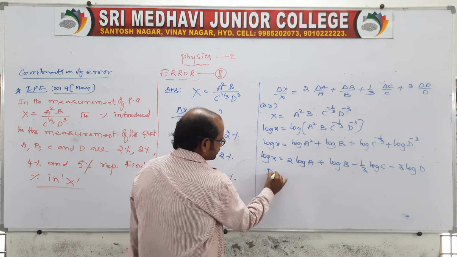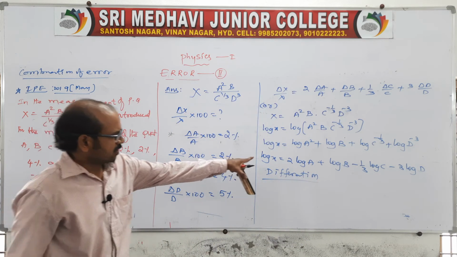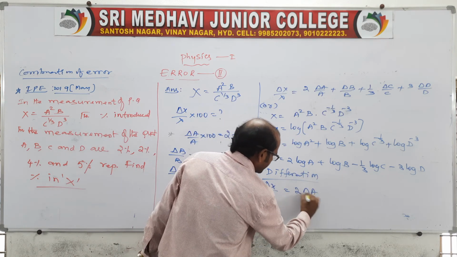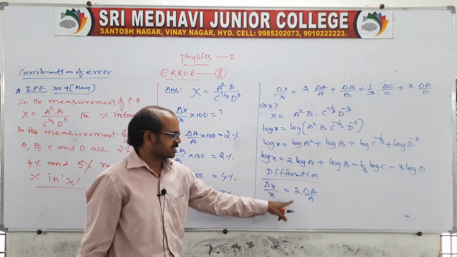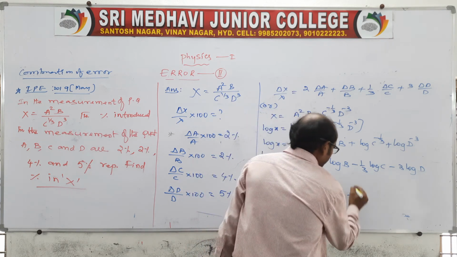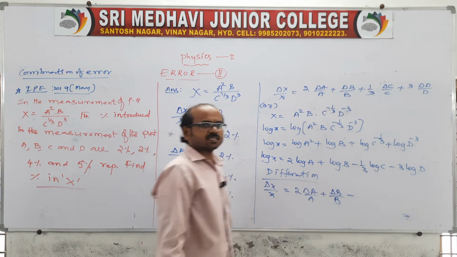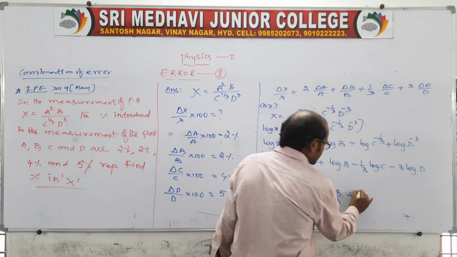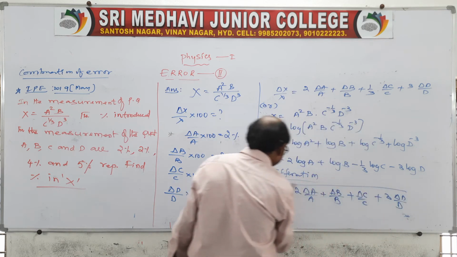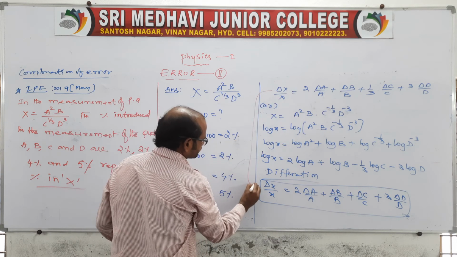Now you apply differentiation. The differentiation method is the same. Taking the differentiation of log x, we get delta x by x equals 2 into delta a by a plus delta b by b, and here minus is there, but delta c is nothing but absolute error. So instead of taking minus, you take delta c by c, plus here also 3 into delta d by d.